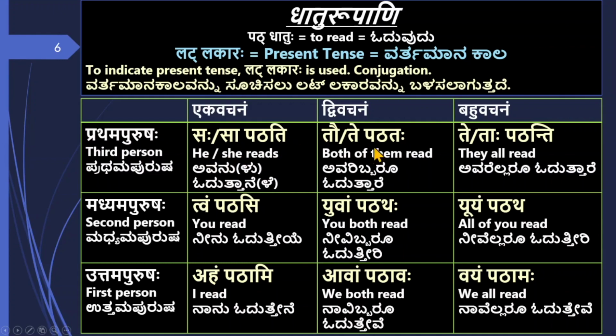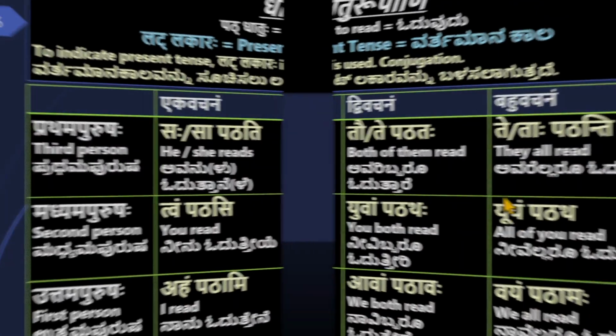Tau pathataha means both of them read in masculine. Te pathataha is both of them read in feminine. Te pathanti is all of them read in masculine. Taha pathanti is all of them read in feminine. Like that. Tvam pathasi, you read. Yuvam pathatha, both of you read. Yuyam pathatha, all of you read. Aham pathami, I read. Avam pathavaha, we both read. Vayam pathamaha, all of us read.